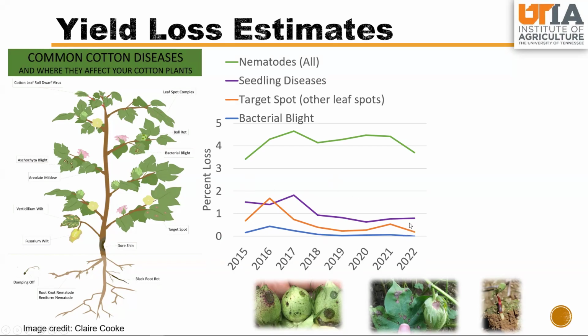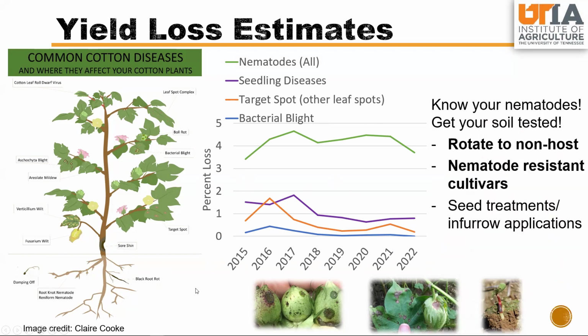And while these do contribute to yield loss, you can see our greatest potential yield loss, or our yield robber, are our nematodes in cotton. What is below ground, what you cannot see. And so with that, you really need to know your nematodes. Get your soil tested, and when possible, rotate to a non-host. That is the best management practice when you're dealing with nematodes, is if you can rotate to a crop that is a non-host to that nematode, it brings the density, the overall population level down in the field.